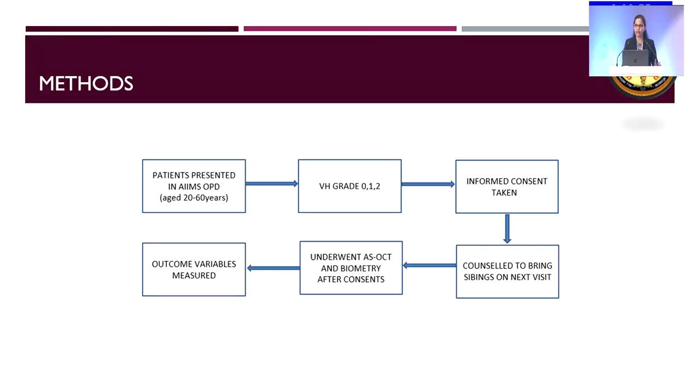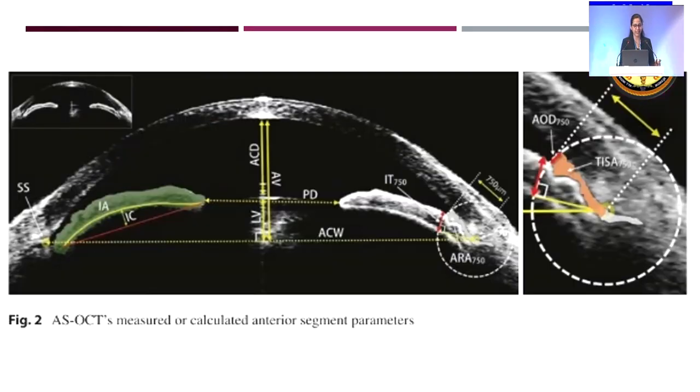The patients were recruited who had a shallow anterior chamber of VH grading 0, 1, 2. Consent was taken and they were counseled to bring the sibling along on the next visit, and they underwent AS-OCT with Heidelberg Spectralis and biometry after consent. And the outcome variables were measured. So here is the slide of the AS-OCT which is showing the angle parameters, of which in my study the concern was anterior chamber width, which was the distance between the two scleral spurs. Lens vault, which is the perpendicular drawn on the ACW to the anterior surface of the lens. AOD 750, which is the opening distance at 750, we already discussed, and TISA, which is trabecular iris space area at 750 microns.